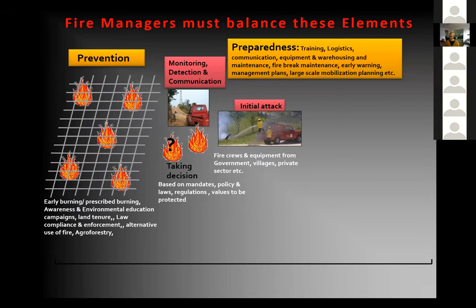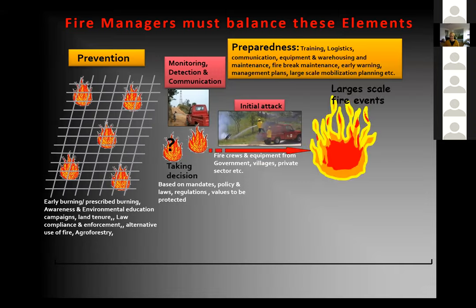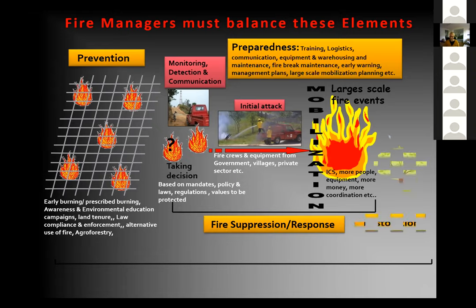We also have to have management plans. We have to look at our plans, conservation management plans, and so forth and so on. The list is almost endless. But nevertheless, even if we try to initially attack, we might fail and we get large-scale fire events, which we want to avoid by all means. And if this happens, we have to do even more mobilization of people, equipment, and coordination. And we do know that even countries like the US or Australia, which have an almost industrialized factory of fire suppression, are failing quite often, or are not able to suppress these large scale fires. That all belongs to fire suppression and response.